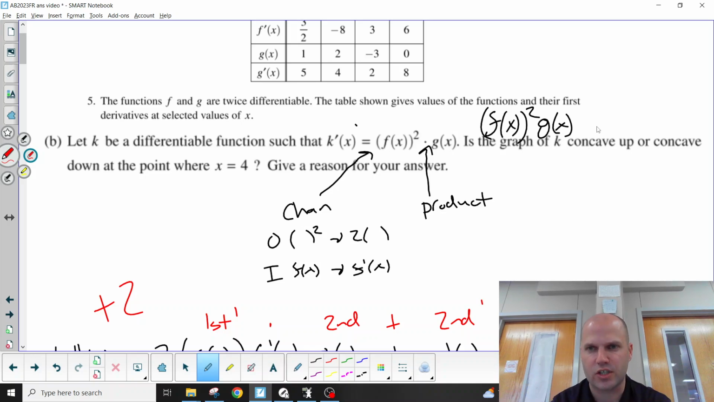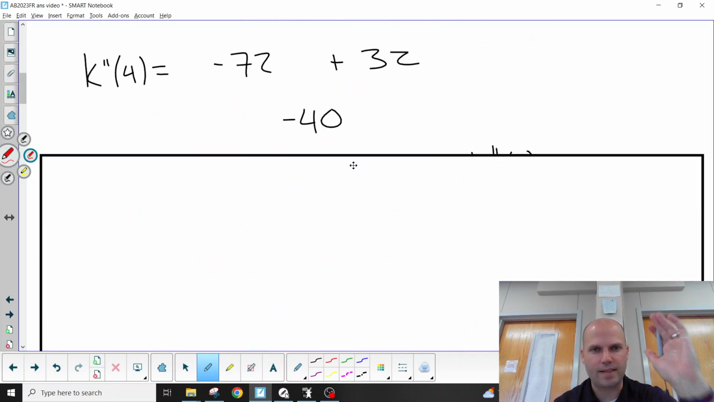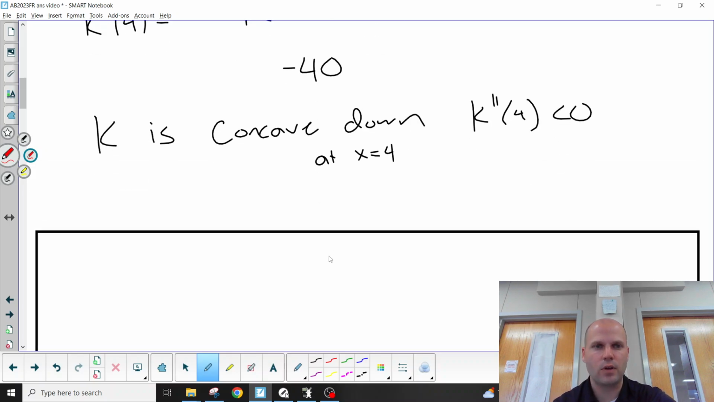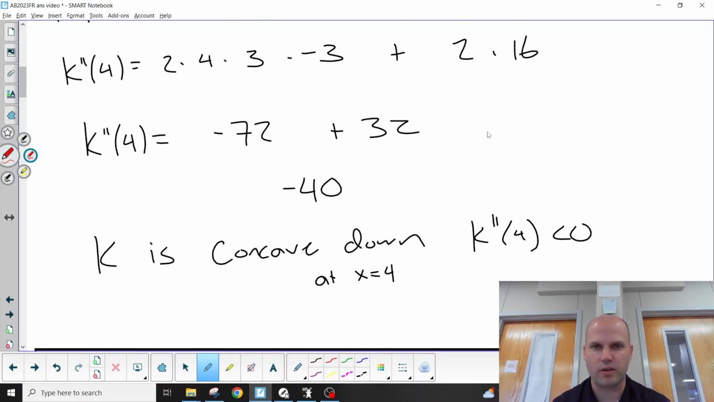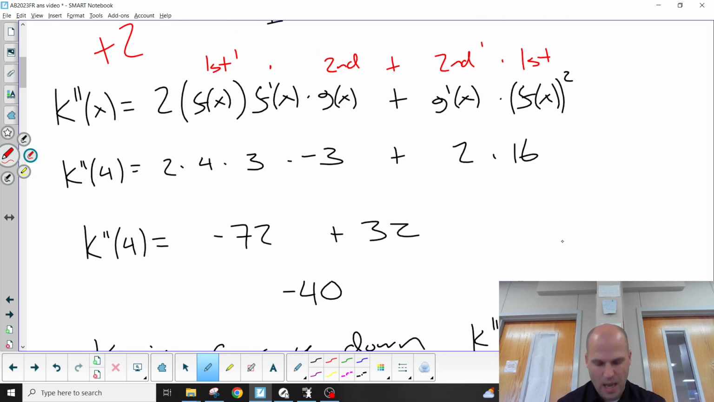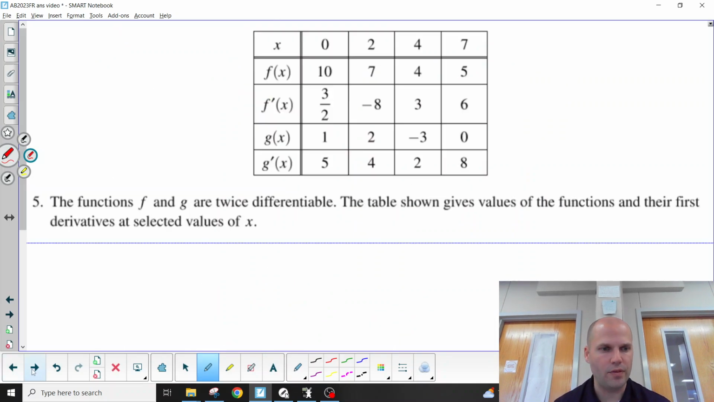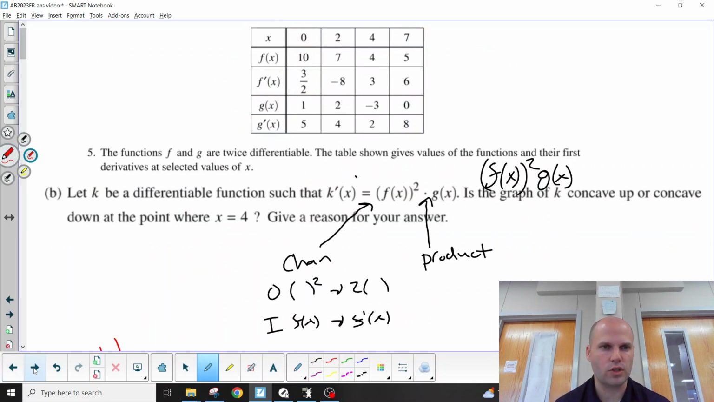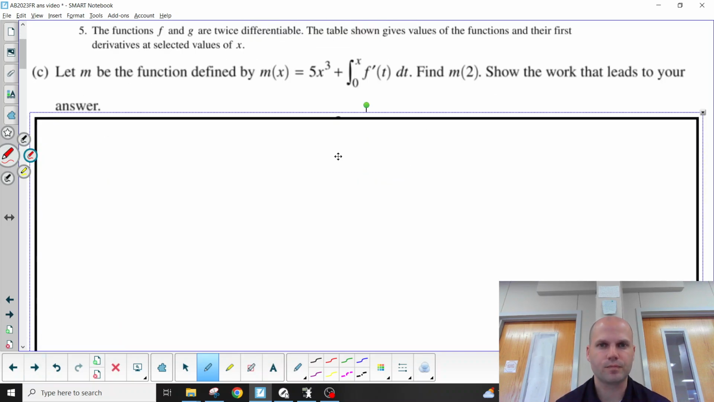The original question is k concave up or concave down. You need the sign of your second derivative to figure this out. So we get the sign of our second derivative is negative. K is concave down because the second derivative is negative. Maybe that's worth 1 point, honestly. Some use of the product rule, the value, and then concave down based on the sign of the second derivative. So that's 3. That brings us to what? This was 2, this is 3, so we're at 5.